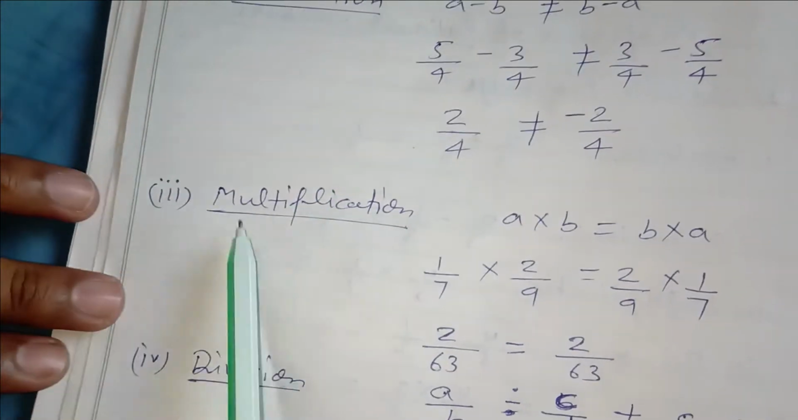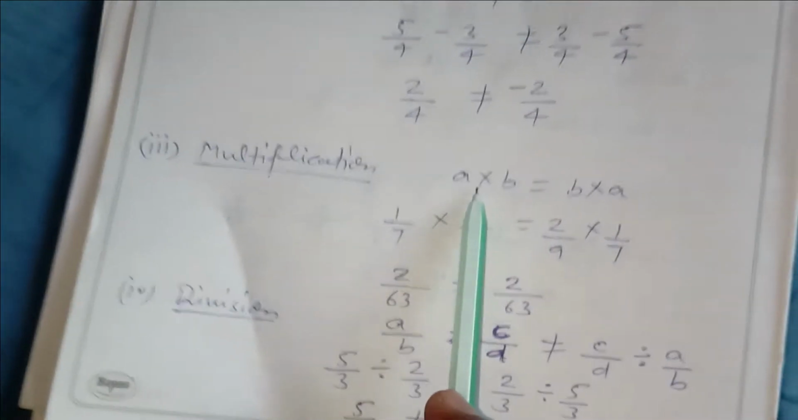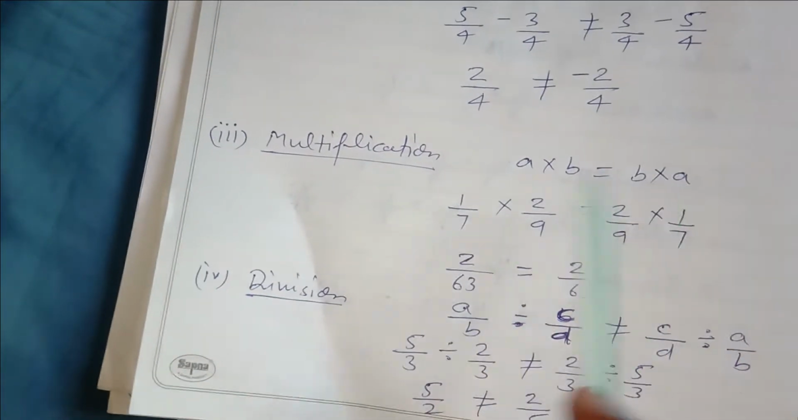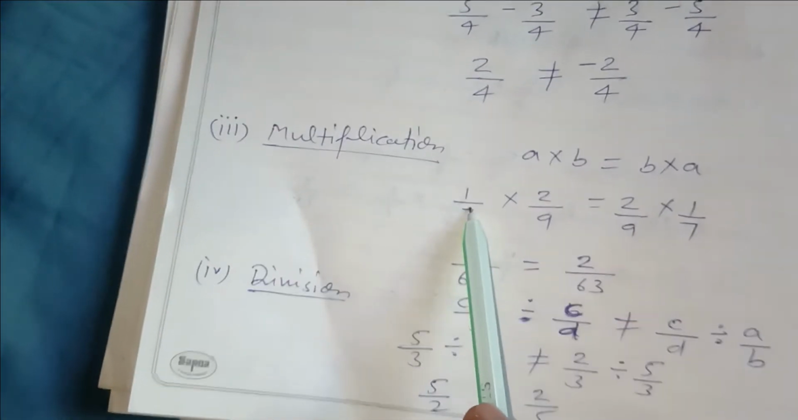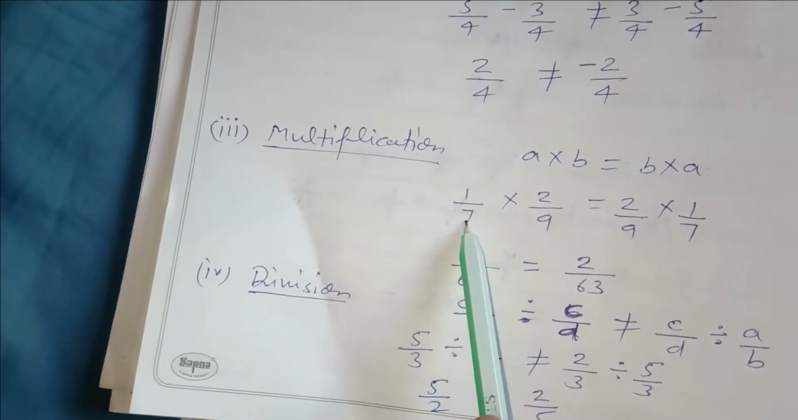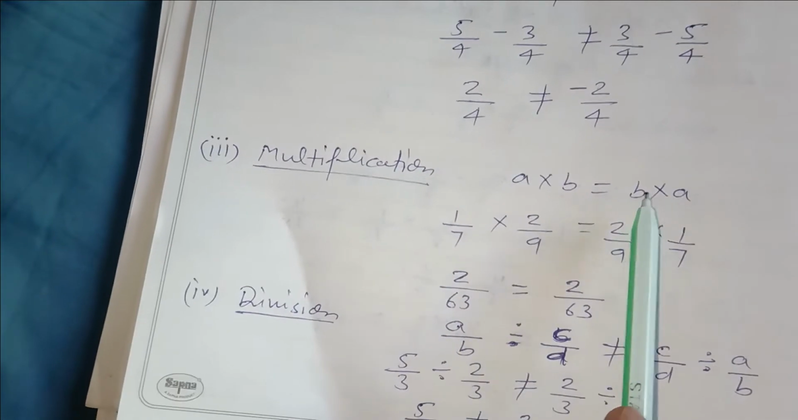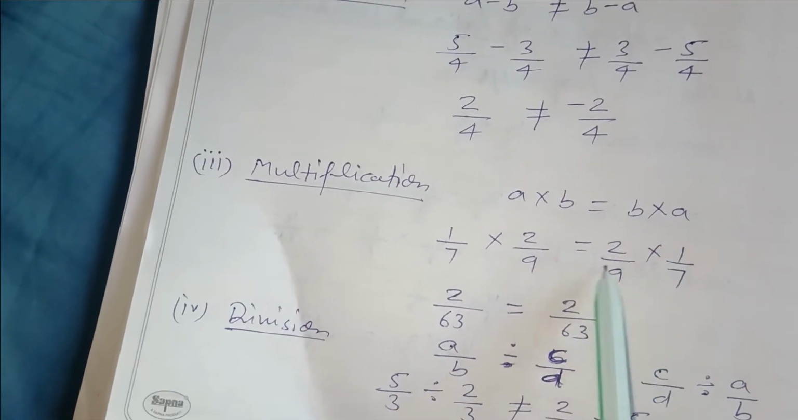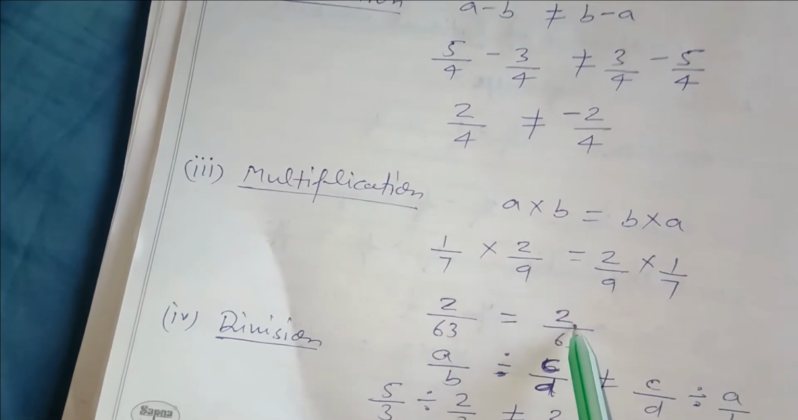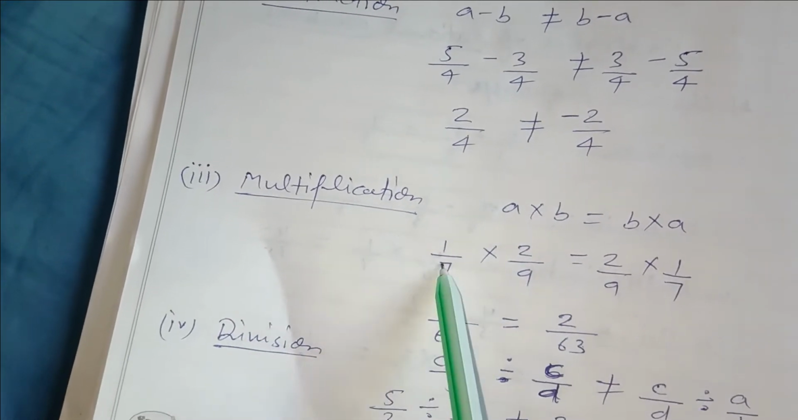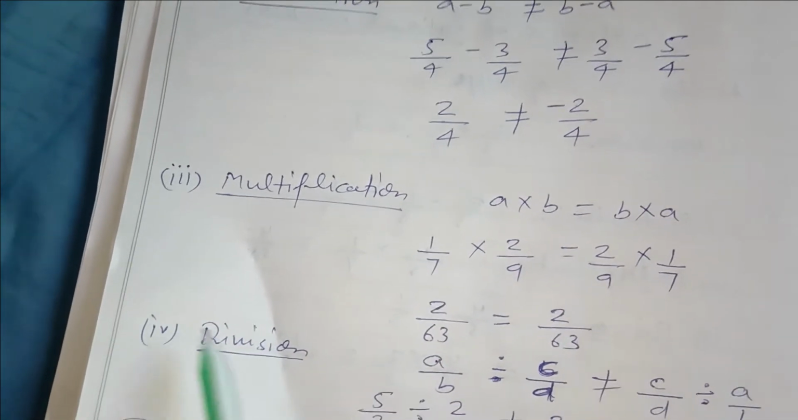Now moving on to multiplication. For multiplication, a into b equals b into a. Let us check it. We just take two rational numbers, 1 by 7 into 2 by 9. What we get? 2 by 63. For b into a, we just multiply it and we get 2 by 63. So we can say that multiplication is under commutative property.